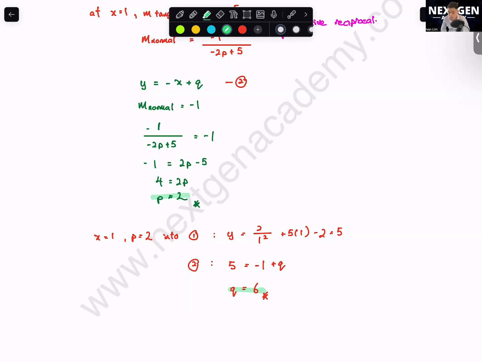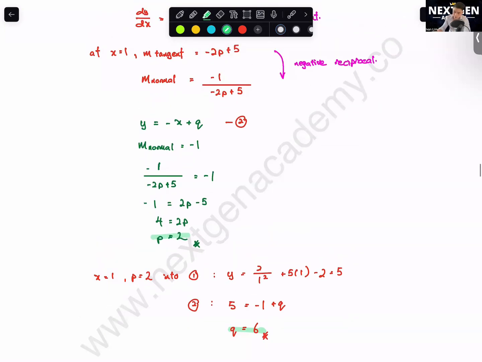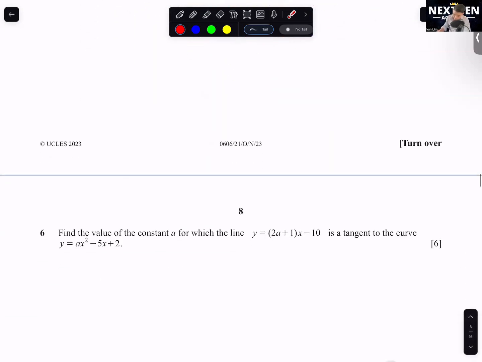Yes, find the gradient of tangent first, then take the reciprocal to find the normal. Correct. Or you can do it from here also. That means you have the gradient of normal, then you find the gradient of tangent. Here, normal is -1, so your gradient of tangent is +1, right? Your negative reciprocal is +1. Your +1 can be equals to -2p plus 5. You get the same outcome, just slightly different steps. All right, let's move on to the next one.